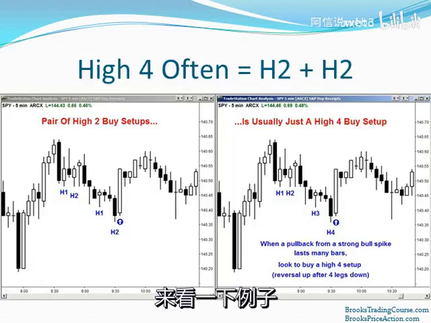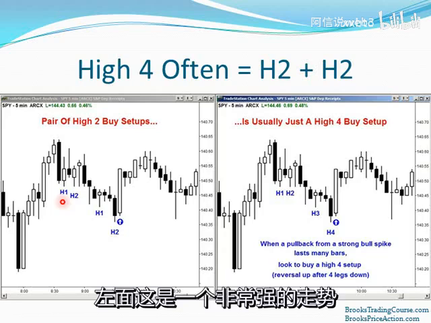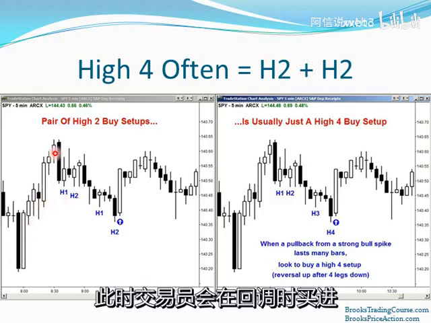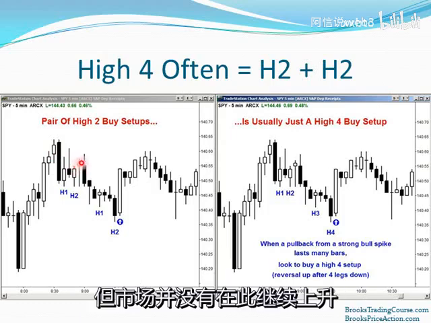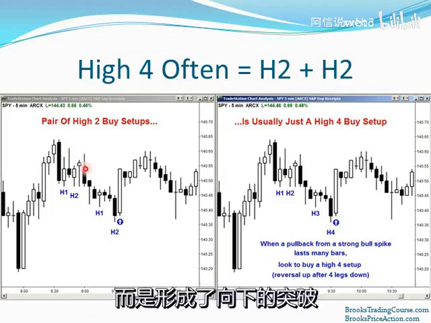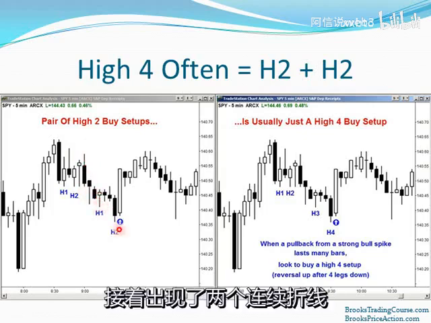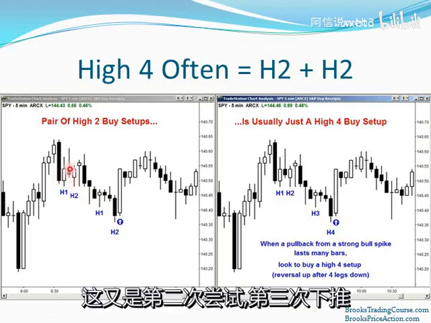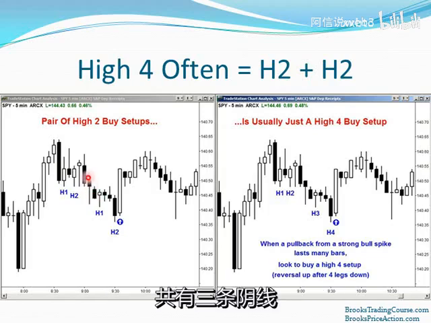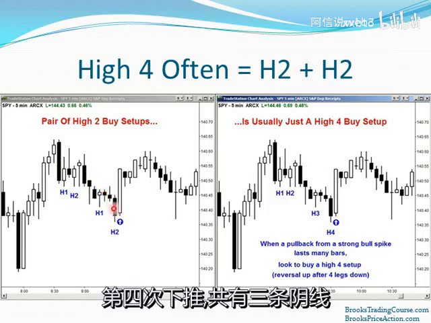Here are examples. On the left, we have a strong rally, so traders are looking to buy pullbacks. They could buy the high 2, that's reasonable, but instead of the market resuming upward, we got a downside bear breakout for 2 more legs. So now we have 4 pushes down. We have a bear bar here for 1 push. We have a second push down here, a third push here with these 3 bear bars, and then a 4th push down with these 3 bear bars.